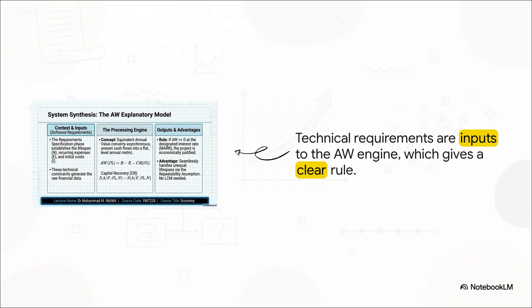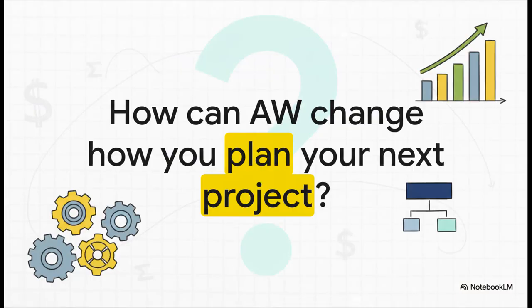So, to wrap it all up, the annual worth method takes your technical project details as its inputs, runs them through its financial engine, and then gives you this clear, simple output. And that output gives you a definitive rule to guide your investment choices. So just think about that for a second. This tool creates a direct, mathematical link between the technical work you do every day and real business value. It can help you justify better technology choices, make a case for more robust architecture, and ultimately help you and your team make smarter, more profitable decisions for the long run.